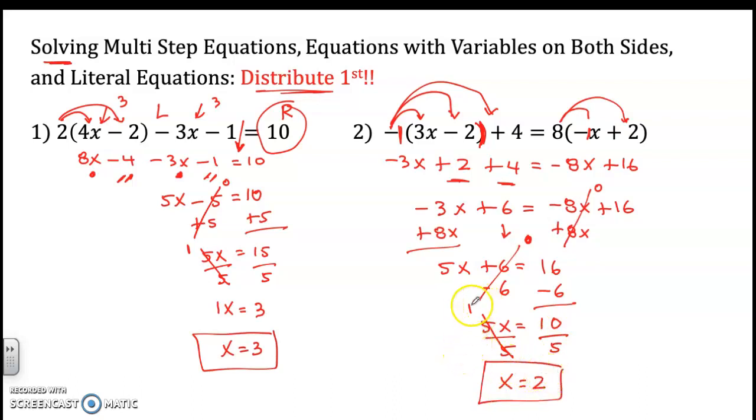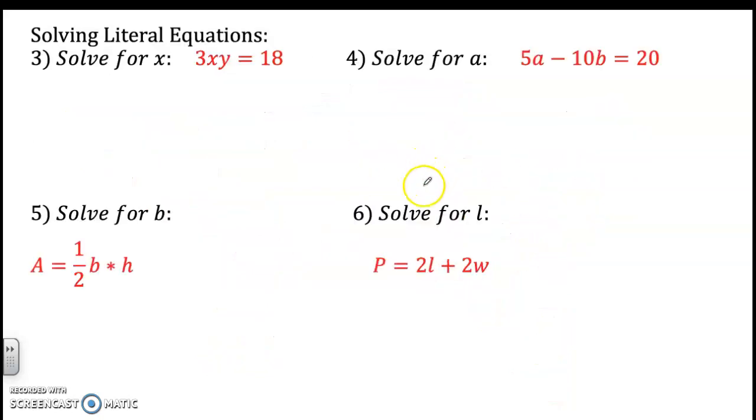Okay? Alright, so we're done with heavy stuff. These are very complicated equations. I hope you watch the steps. Make sure you follow them and make sure you double check. Let's go into literal equations.